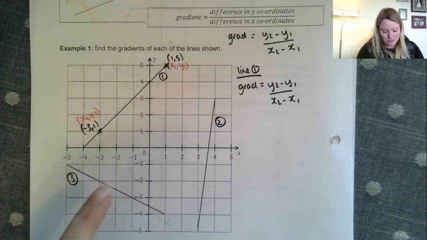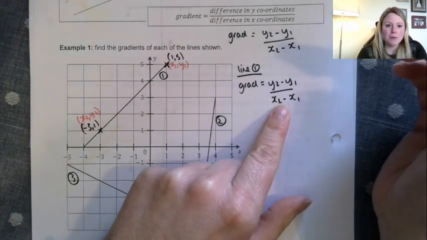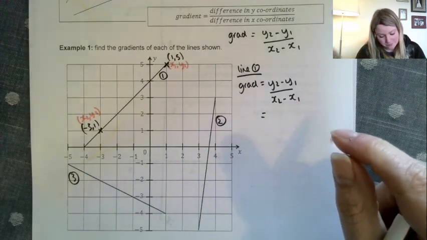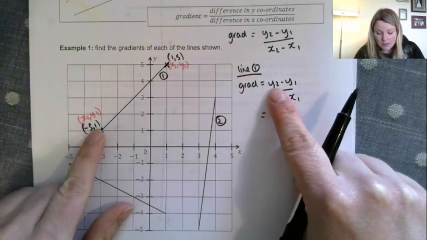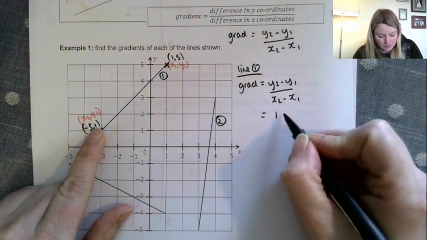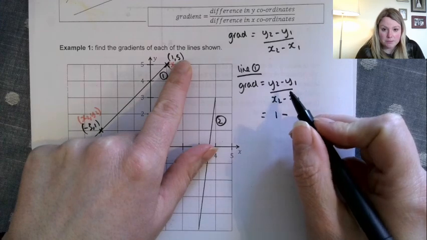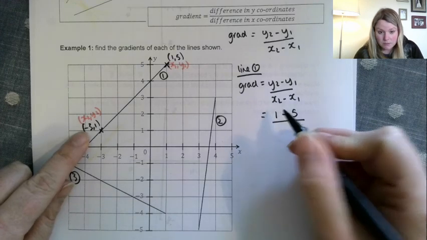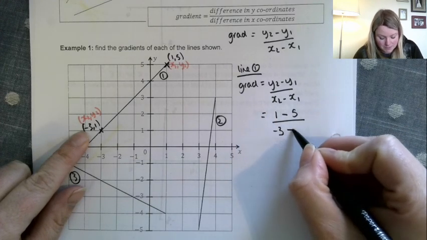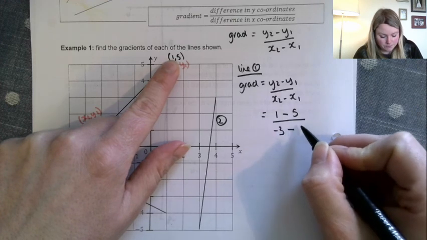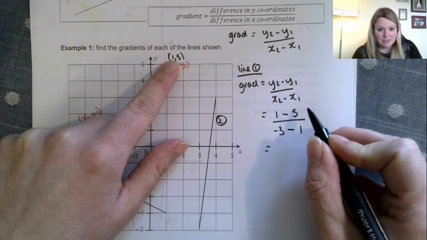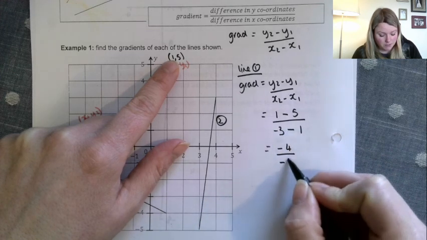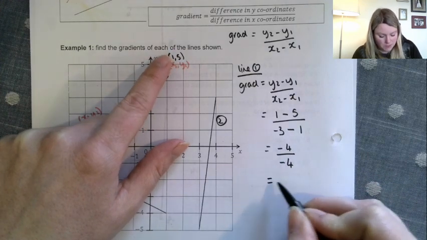So back to this line 1. Gradient is y2 minus y1 over x2 minus x1. So be super careful. Refer back. So y2 is 1. I've got that from over here. Minus y1, which is this one, that gives us 5. Over x2 is this one, minus 3. Minus x1, which was 1. So 1 take away 5 gives me minus 4. Divided by minus 3, take away 1, minus 4. Minus 4 divided by minus 4 gives us 1.